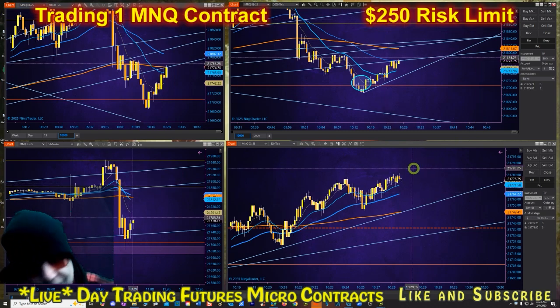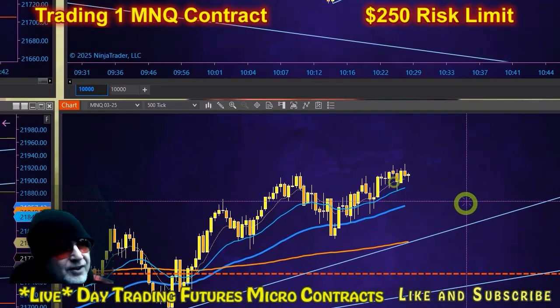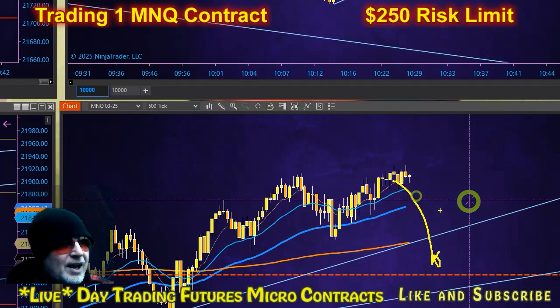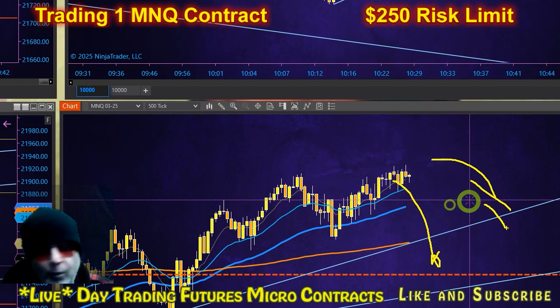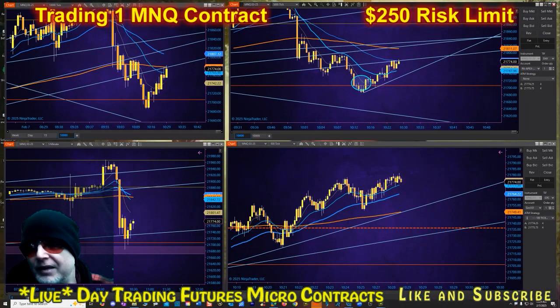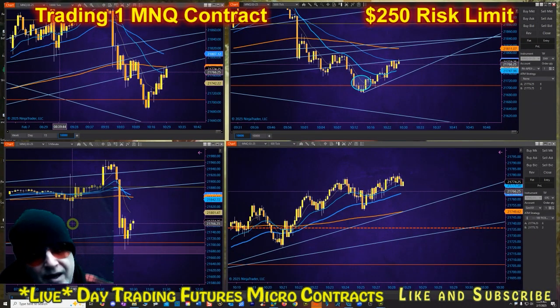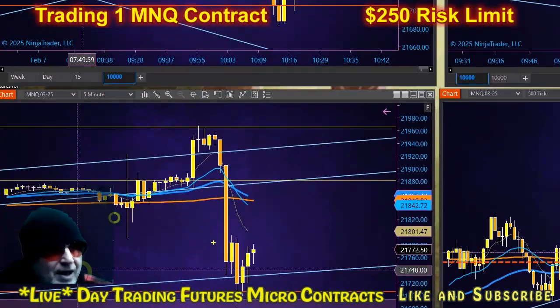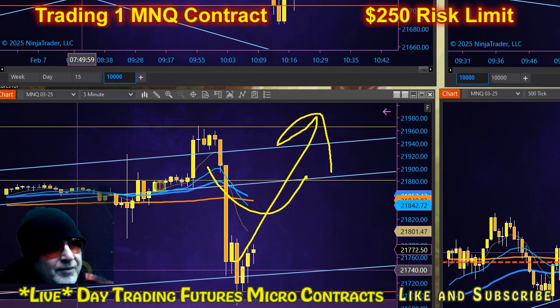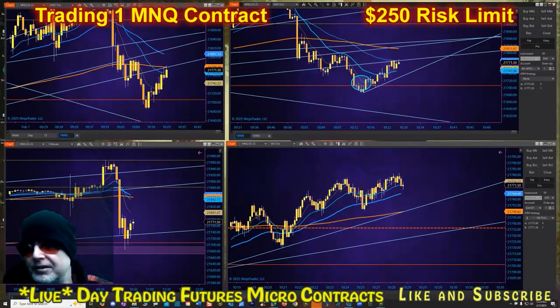So what I will need to go short here is for price to get on this side of the moving averages and have them start to point down. So let's see if it even gets to that degree, or we'll have to have price on the 5-minute get back up over the top of these moving averages, and then we can get a bounce in that direction.